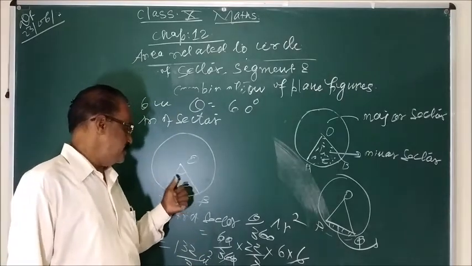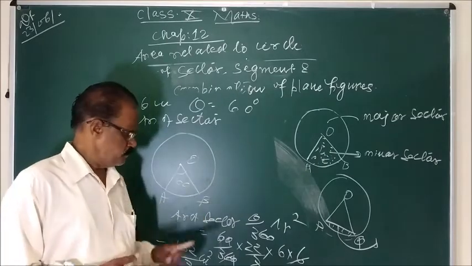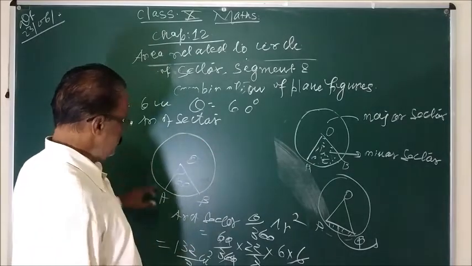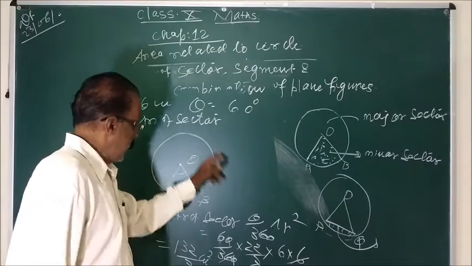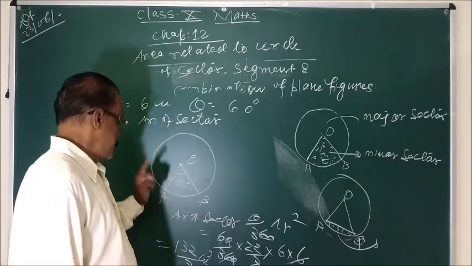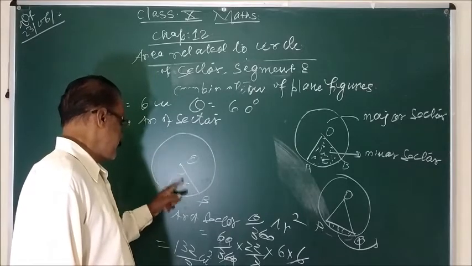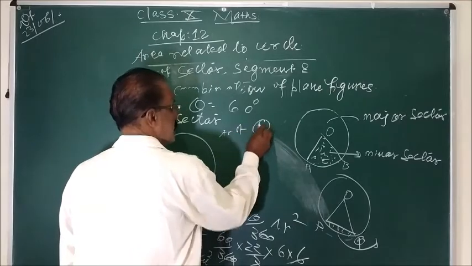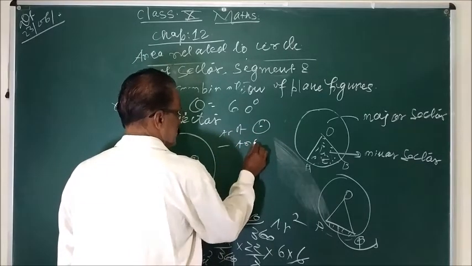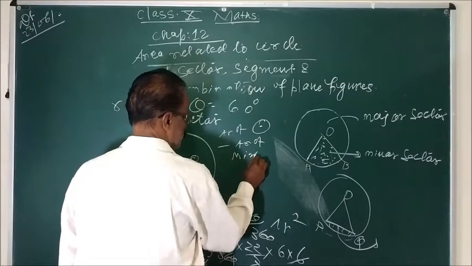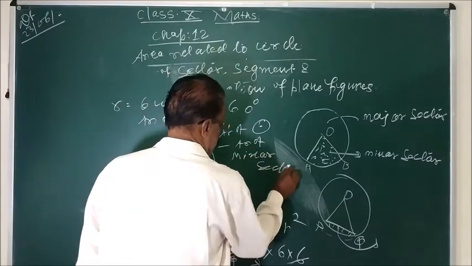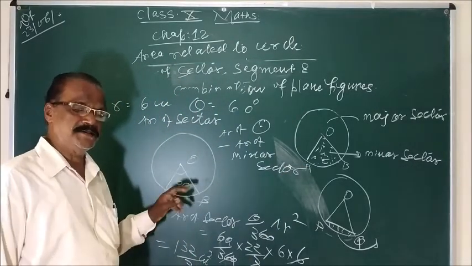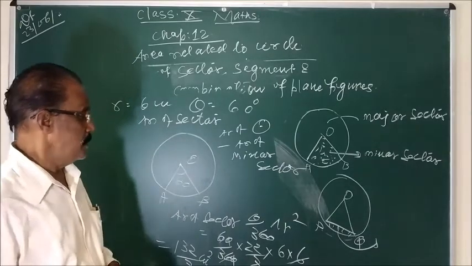The sector angle is 60 degrees, which means it is very clear that this is the minor sector. How will you find the area of the major sector? My dear students, you find the area of the circle and subtract the area of this sector. The area of the major sector will be the area of the circle minus the area of the minor sector. You can find the area of the circle by using pi r square, and you subtract the area of this minor sector, and you will get the area of the major sector.